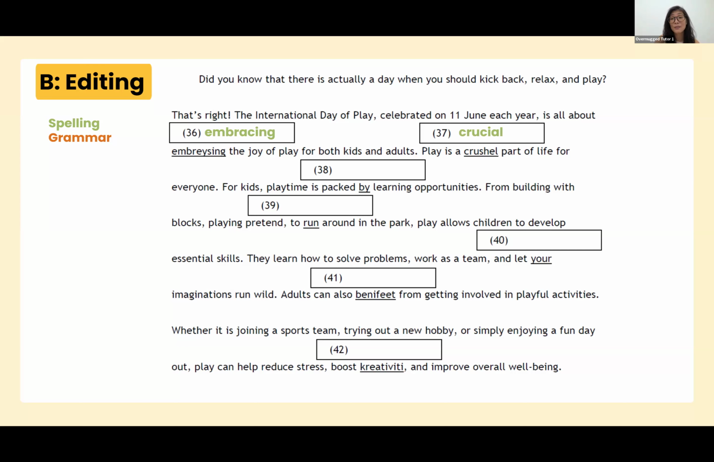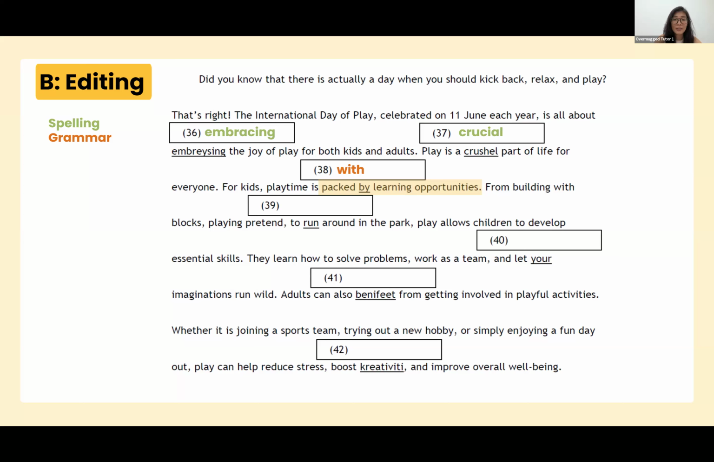Question 38 is the first grammar question. It says here that playtime is packed by learning opportunities. Now, the grammar word is wrong because it's not packed by, but packed with opportunities.